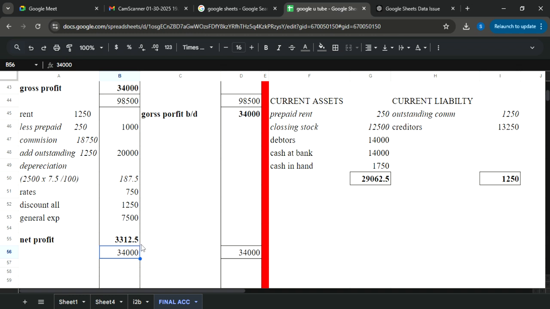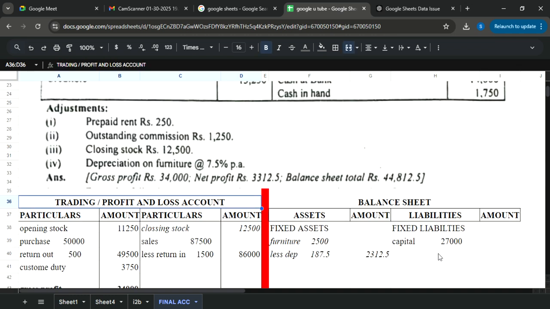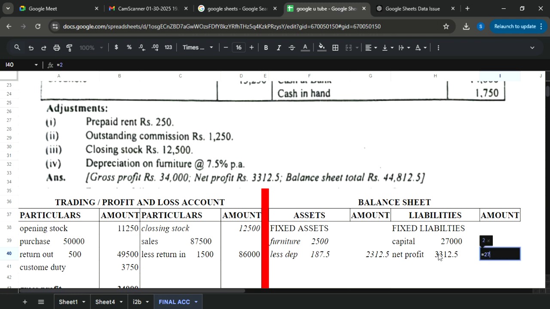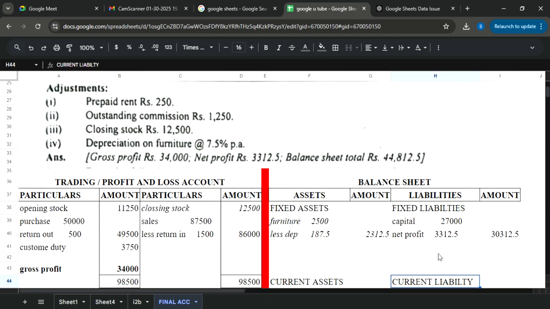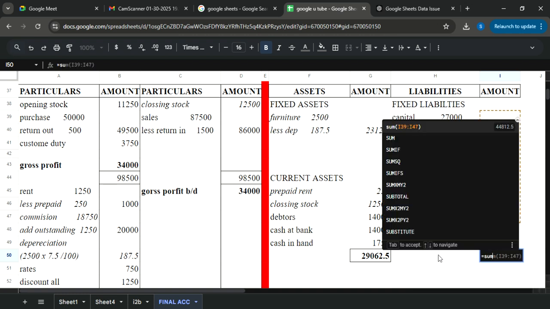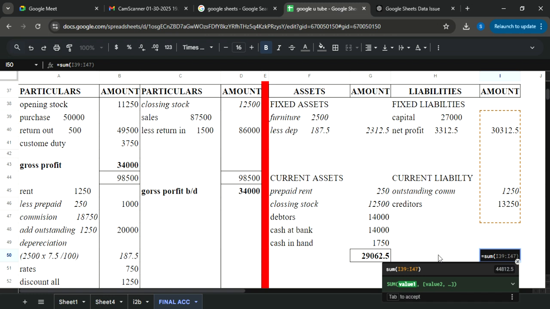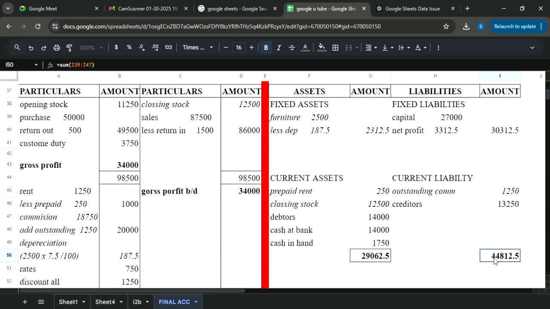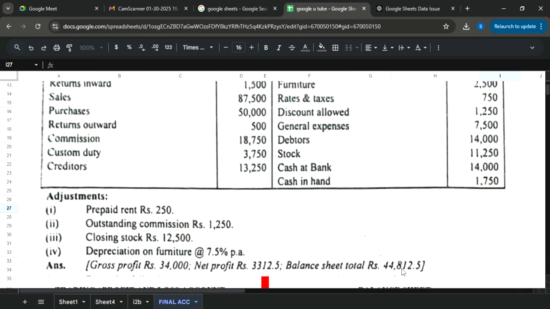Two answers are completed. Finally, we will take this net profit and bring it down, and since net profit would be brought down to the liability side, here net profit, which was 3,312.5, will complete our liability side. What we have is 27,000 was our capital, and then 3,312.5 was our net profit. So guys, in this way we are going to take the sum of the side. So we have got 44,812.5, and the balance sheet answer, look, 44,812.5.